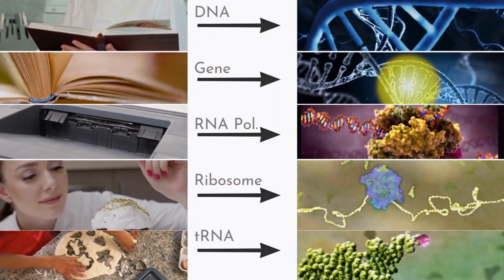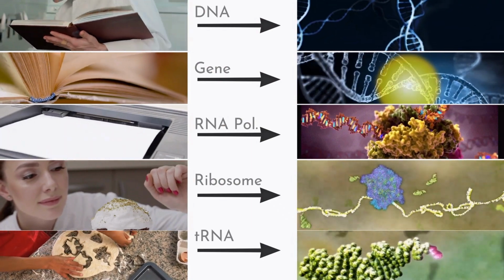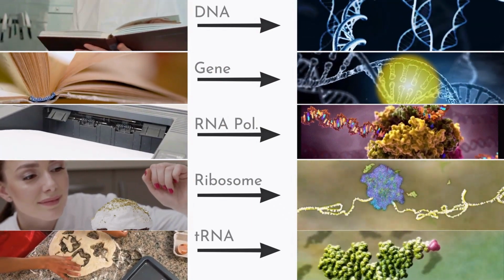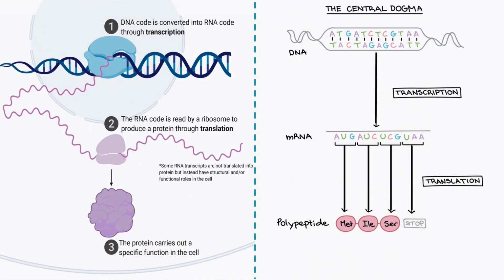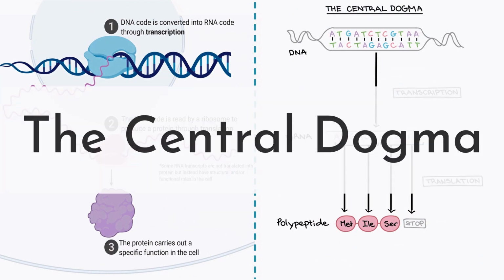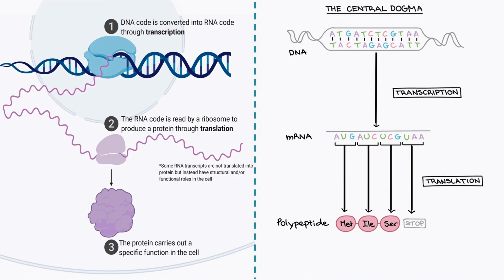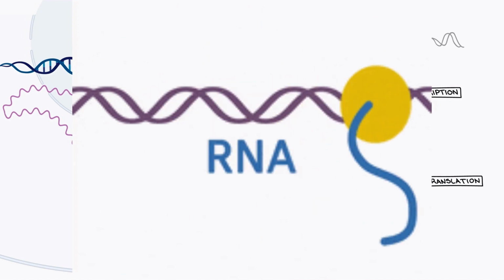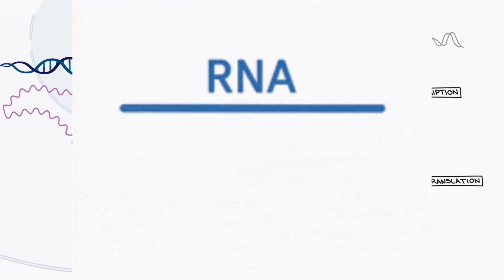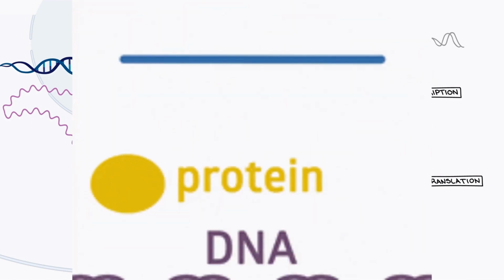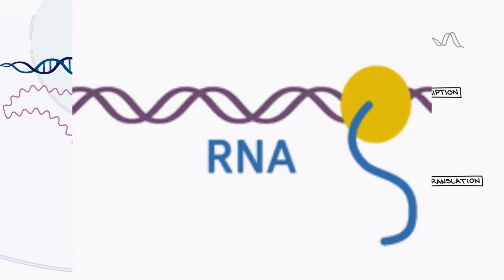Let's now go into a bit more detail on how this works within cells. So, for your edification, this sequence that we are discussing today is referred to as the central dogma. The central dogma is an explanation of the flow of genetic information within a biological system, specifically dictating that DNA is transcribed into RNA, which is then translated to make proteins.